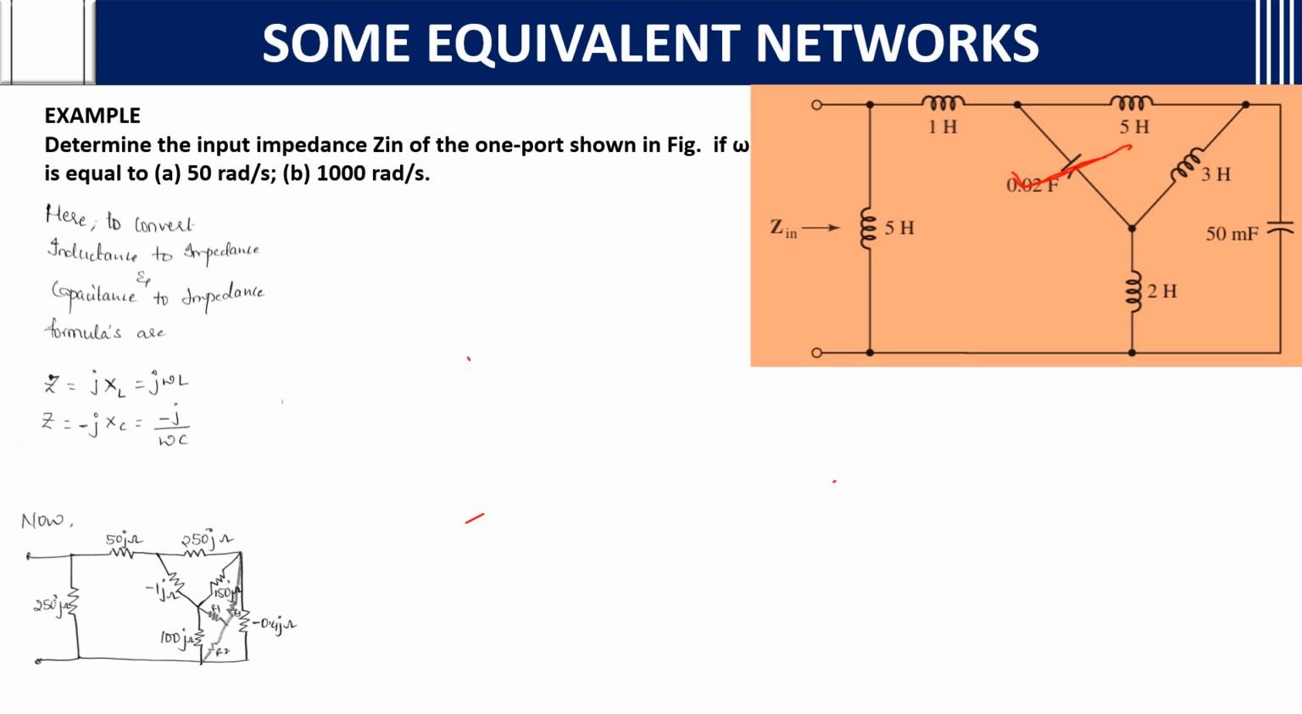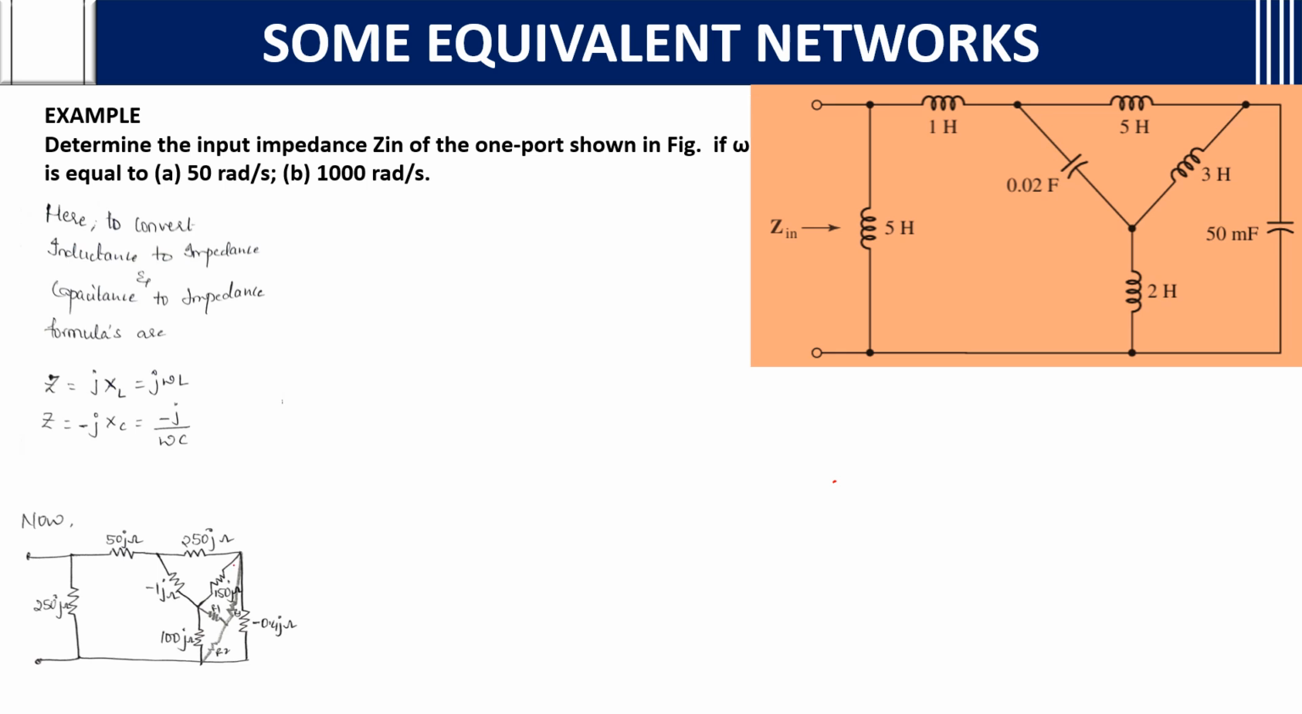How? If you see, 1 Henry is converted into 50 J. Then 2 Henry, if you apply these formulas, you will get 100 J ohms. In the same way, minus 0.4 J ohms and 150 J ohms. We are converting into nothing but resistance. After converting, what will we do?